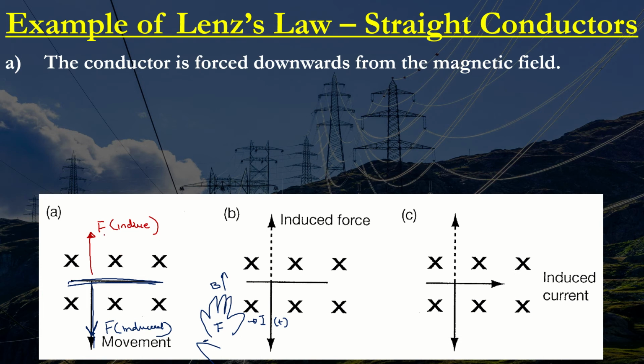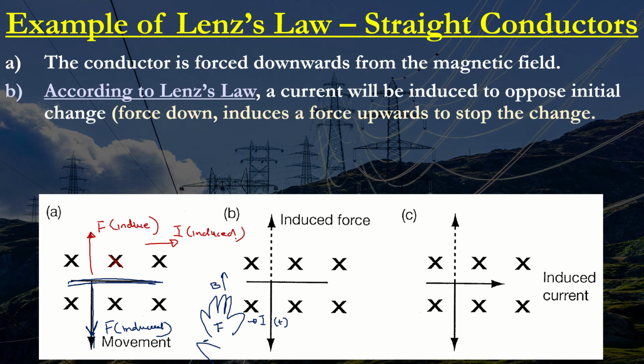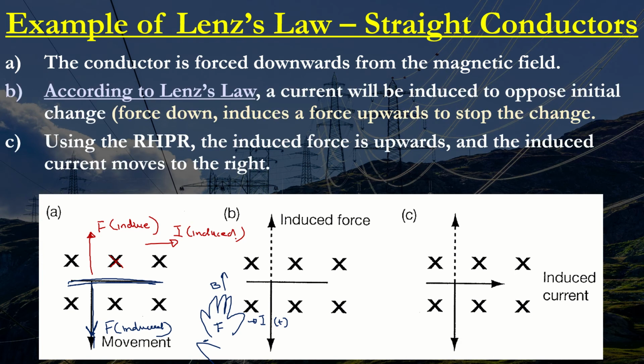So if the induced force is to go up, and the magnetic field I originally had was going into the page, if you use your right hand rule, your thumb is pointing to the right. And so that's the direction of our induced current. That's the explanation of how to work this out. Okay? But there are other ways you can do this as well. So that's the first way.